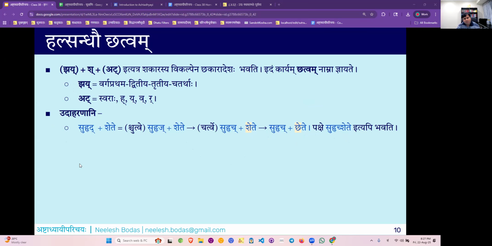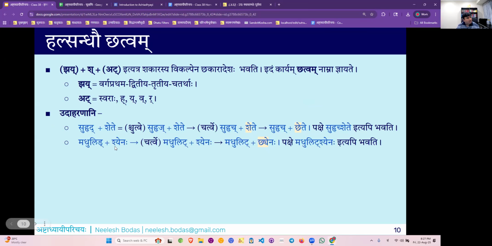This particular sutra is optional. Madhulid shyenaha. Chatve madhulit shyenaha. I specifically picked this word shyenaha because now there is a varga prathama which is a jhay, followed by a shakara, followed by a yakara which is in the at pratyahara. So it need not be a swara, it can be a few vyanjanas as well: ha, ya, va, ra, one of those. So madhulit plus shyenaha, madhulit shyenaha iti api siddhyati.